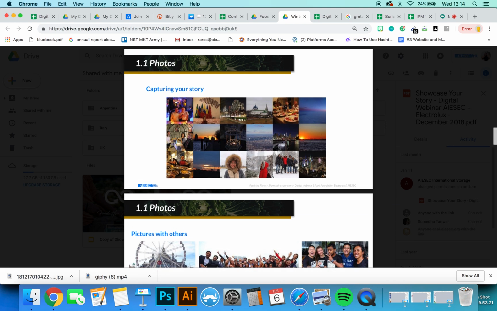So normally this is a training that we deliver to volunteers before they go on exchange, to tell them how you can showcase your story the best. There are many different ways of taking pictures. One can be capturing a specific moment, it can be landscape-wise, it can be of a specific object that is telling a story around it.